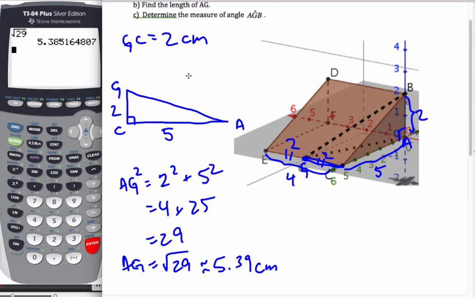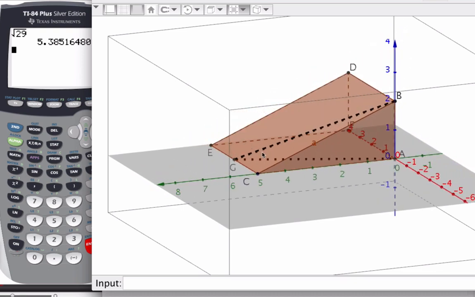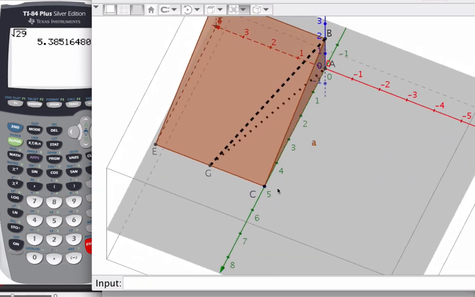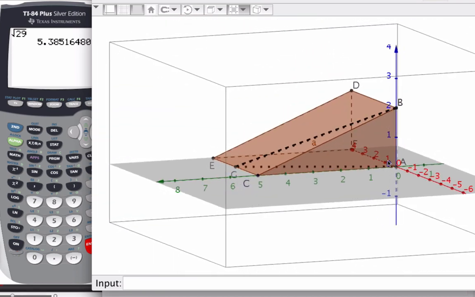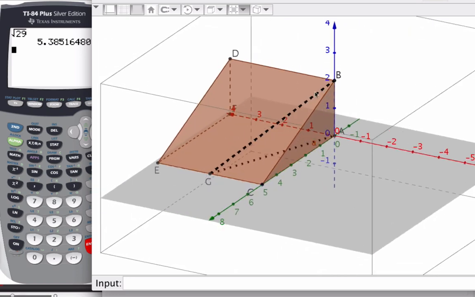All right, the next part says determine the measure of angle AGB. So AGB. Well, if I take a look at this again, I'm looking for the angle that is right in here. And if I consider that I have a right triangle here through the center, I know that this is the hypotenuse, this is along the base, and this is along the upper edge of the prism.